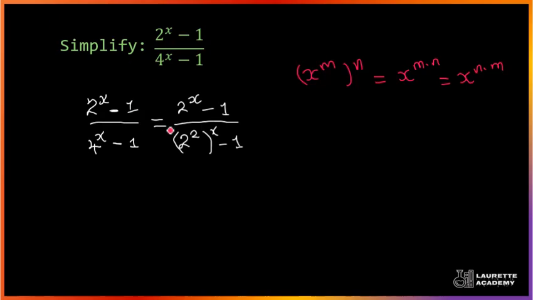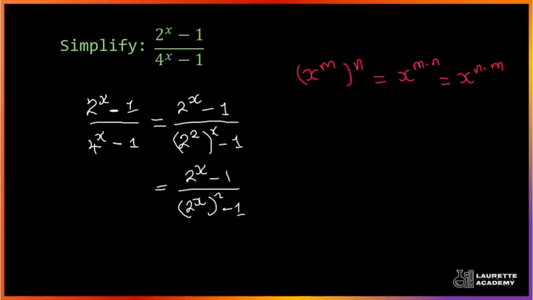So we can rewrite this expression as equal to 2 to the power x minus 1 divided by 2 to the power x squared minus 1.